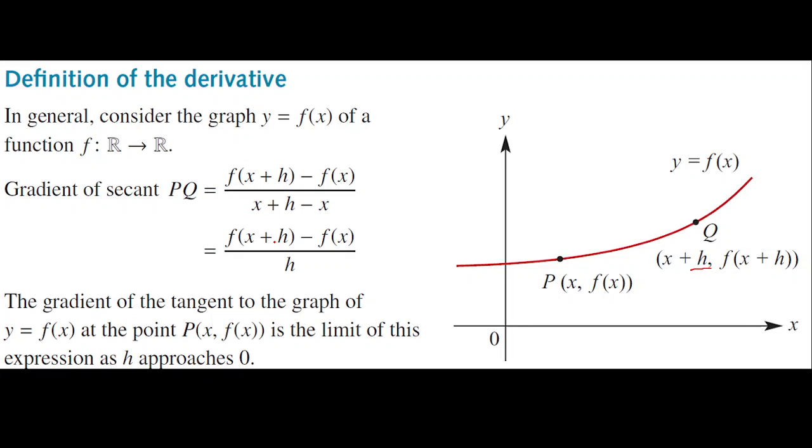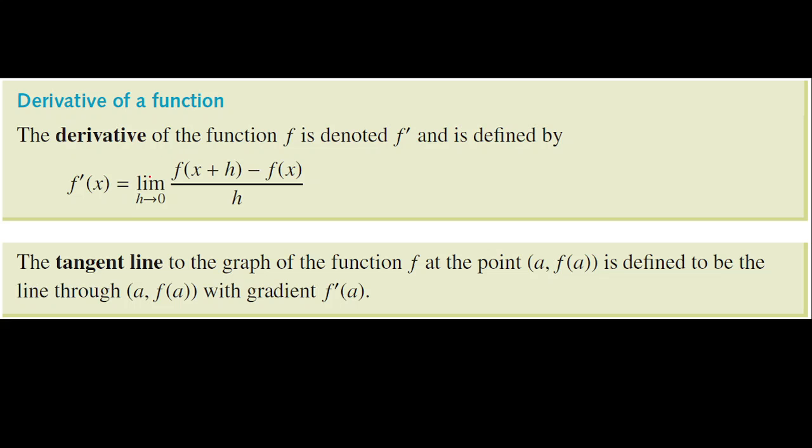So the gradient of the tangent is defined to be the limit of that expression as h approaches 0. So this is a compact notation. So that's your gradient, and that's the limit when h approaches 0. That's called the derivative, and the notation is f with a little dash here. It's a function of x, as your gradient will change depending on your point along your curve.